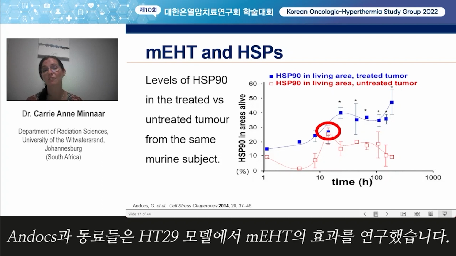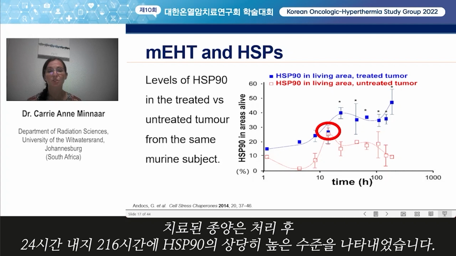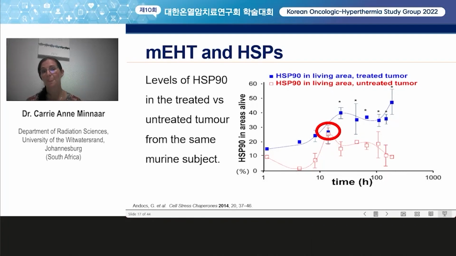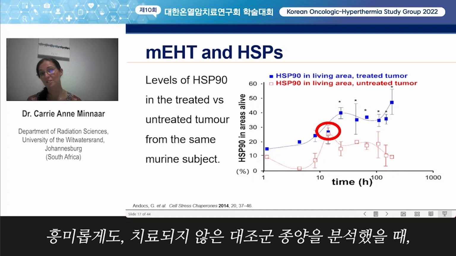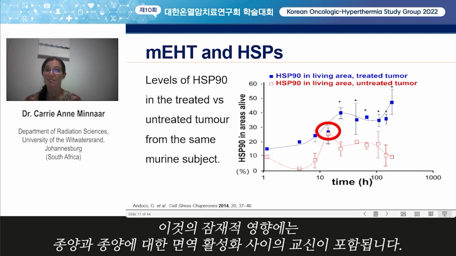Andox and colleagues studied the effects of MEHT in H29 models, and in the study, mice were injected in both hind limbs with the H29 cell line, and only 1 tumor was treated. The treated tumor showed significantly higher levels of HSP90 from between 24 and 216 hours post-treatment. Interestingly, when the control untreated tumor was analyzed, an increase in HSP90 was also seen at around 14 hours post-treatment. So the potential implications of this include crosstalk between the tumor and immune activation against the tumor.